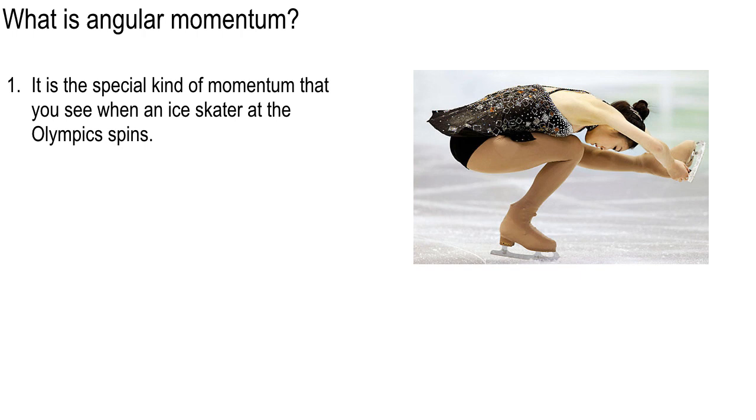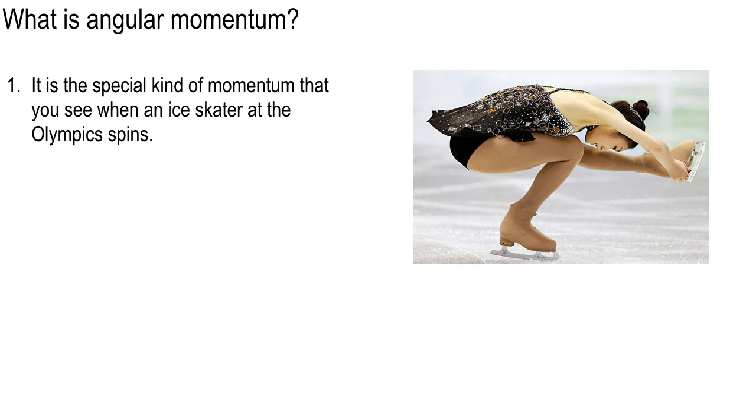Now, angular momentum. Let's talk a little bit about this. As I already mentioned, it's a special kind of momentum for something that's not really going from point A to point B. It's going around in a circle. The ice skaters at the Olympics are a great example of angular momentum. And actually, hey, you guys, conservation of angular momentum. That's what you see at the Olympics with the ice skaters.